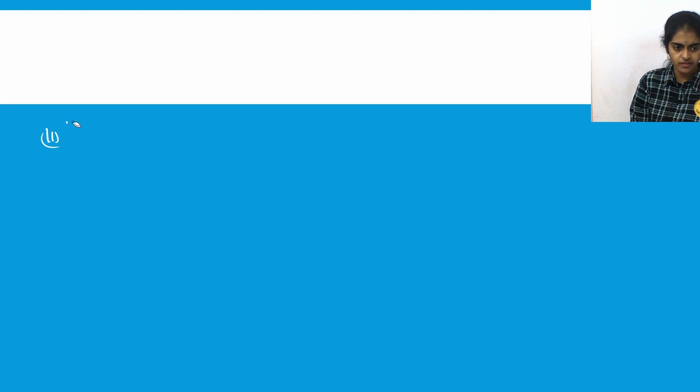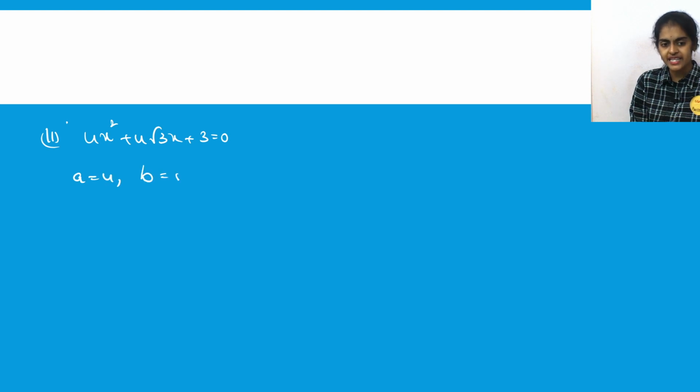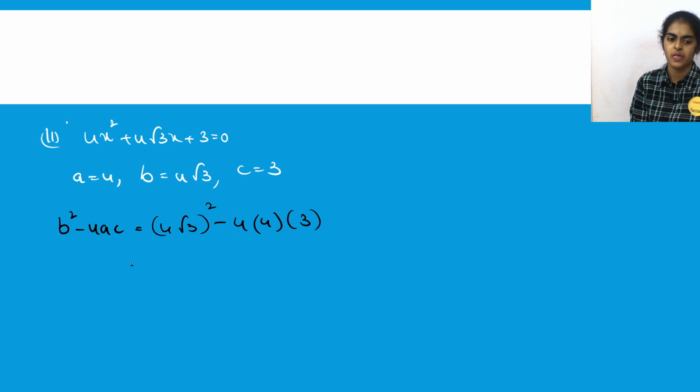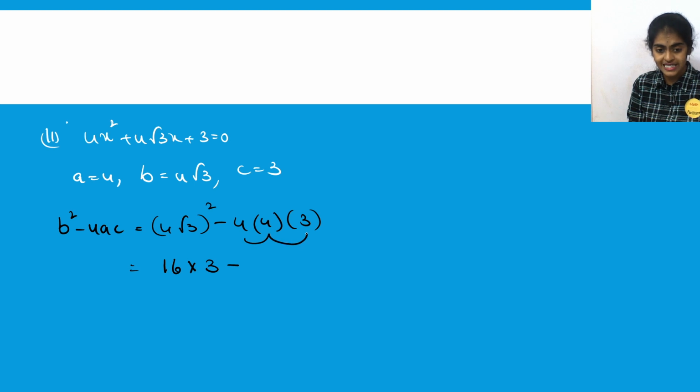Now here is the second question. 4x square plus 4 root 3x plus 3 equal to 0. Comparing it with the general form, a is 4, b is the x coefficient 4 root 3, c is the constant 3. So let me take b square minus 4ac, the discriminant value. b square minus 4ac is nothing but 4 root 3 whole square minus 4 into a is 4 and c is 3. So you are getting 4 square is 16 into root 3 whole square is 3, minus 4 4s are 16, 16 3s are 48. So this is also 16 3s are 48, minus 48. So my discriminant value I am getting is 0.